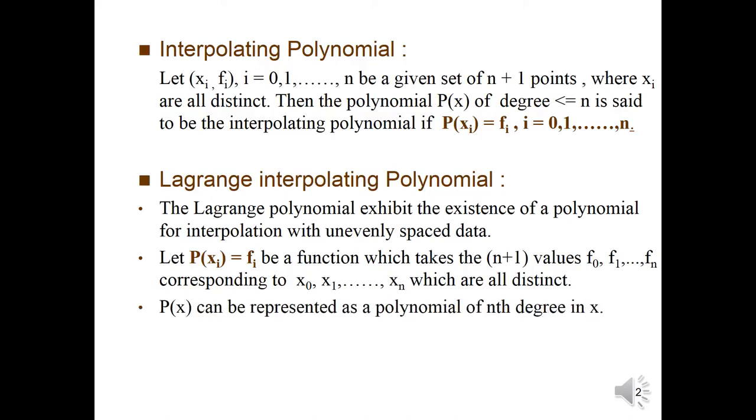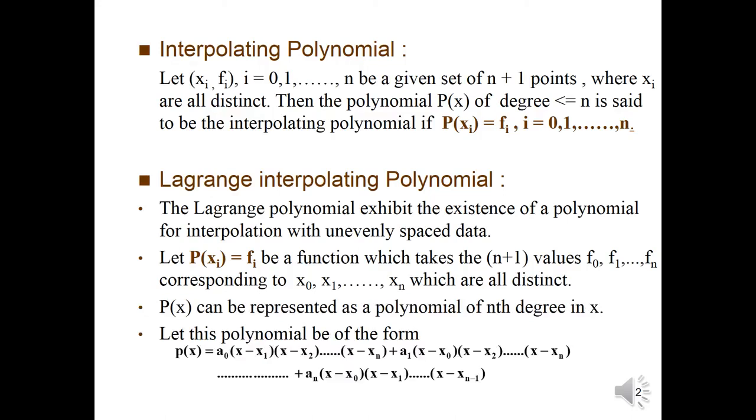So P(x) can be represented as a polynomial of nth degree in x. So let this polynomial be of the form, we take any form which we are writing here, and finally we will be finding out the exact form of this. So P(x) is equal to a0 (x minus x1)(x minus x2) up to (x minus xn), plus a1 (x minus x0)(x minus x2).